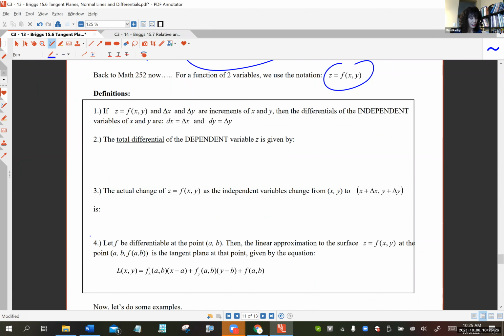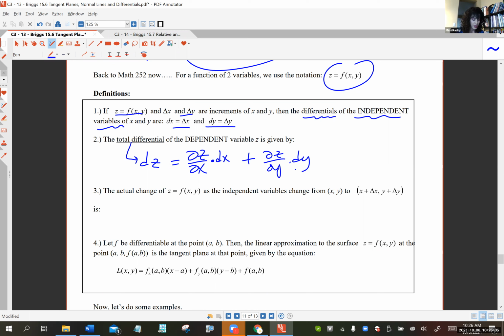All right, here's all these definitions for Calc 3. If z is a function of 2 variables, x and y, and delta x and delta y are increments of x and y, then the differentials of the independent variables x and y are dx is delta x, dy is delta y, and the total differential, which we denote dz, is equal to the partial of z with respect to x times dx, and dx is the same as delta x, the change in x, plus the partial of z with respect to y times dy. That's the total differential for the function of 2 variables.